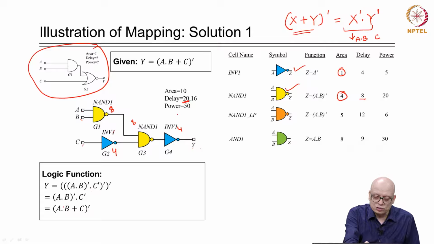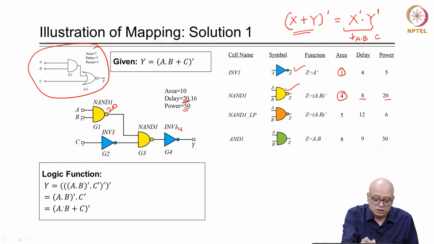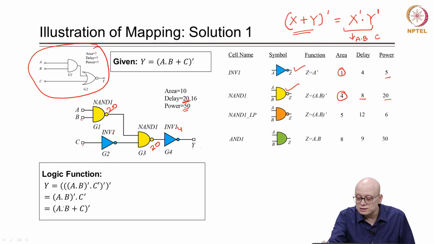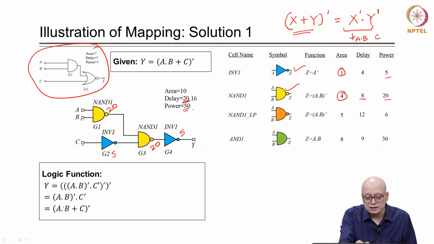And then we can also evaluate the power numbers. It is given that the power consumed by NAND 1 is, say, 20, and for the inverter it is 5, and 5. So the total power is 20 plus 20, 40, plus 10, that is 50. So these are the PPA numbers. Now, this is one of the solutions that the mapper can produce. Let us look at another solution that can be produced for the same problem.